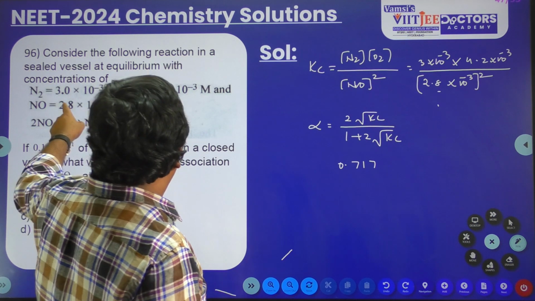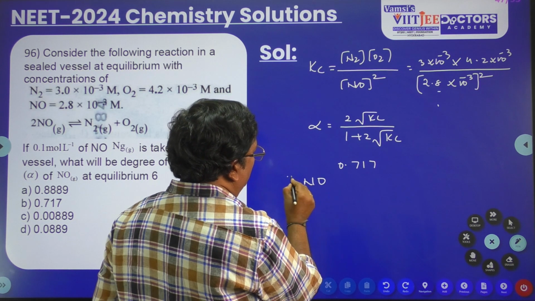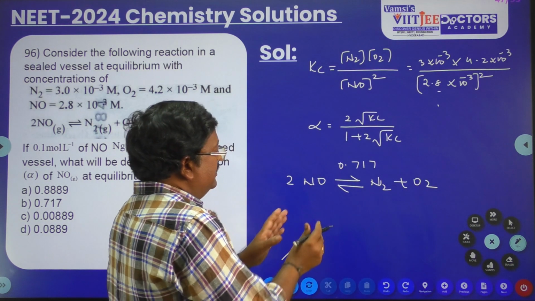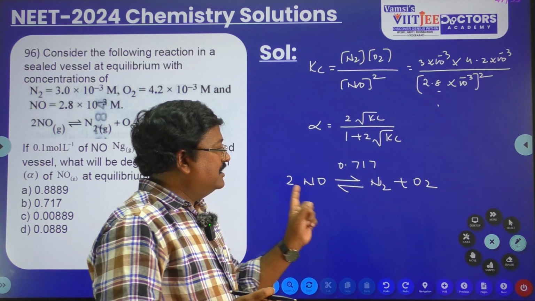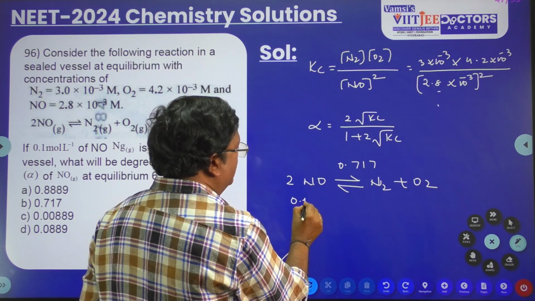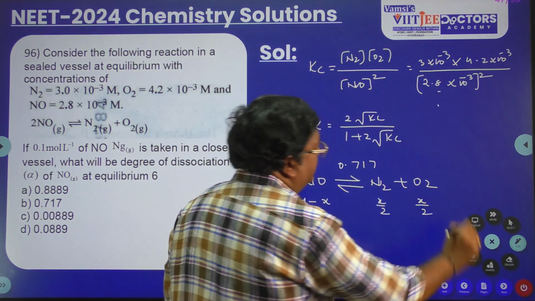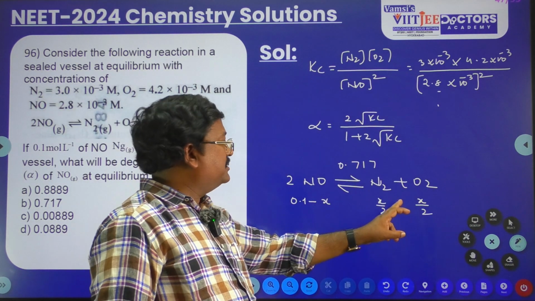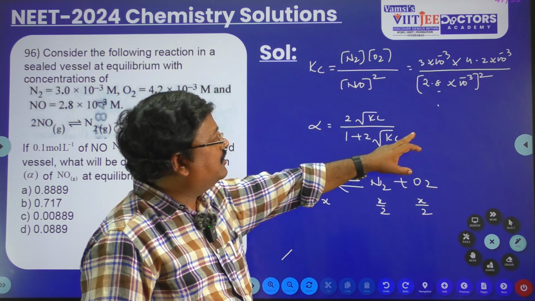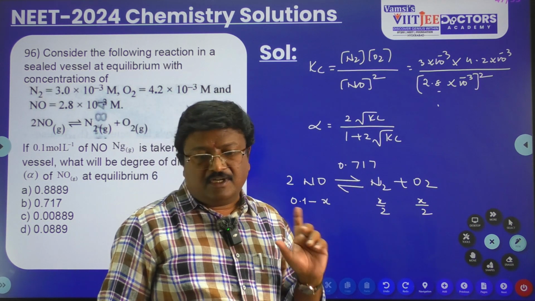One more way is there. Again, I am writing that reaction: 2NO in equilibrium with N2 and O2. Here assume it as X. Here 0.1 is given, so 0.1 minus X, here X by 2, here also X by 2. From this we can get Kc, and from this we can get the X value. Once that is known, that will become alpha, which is equal to 0.717. 0.717 is the answer here.